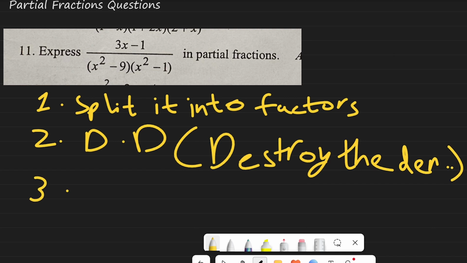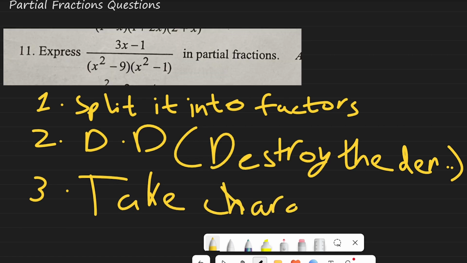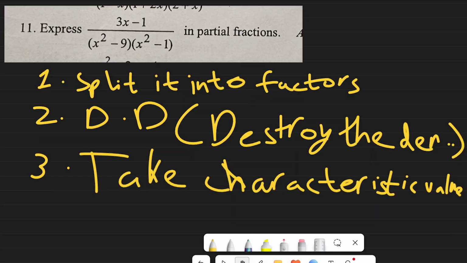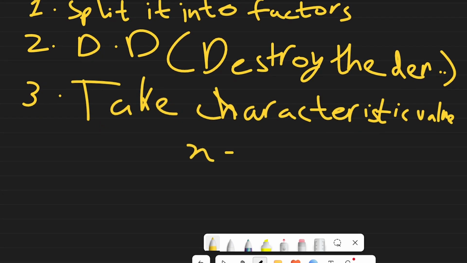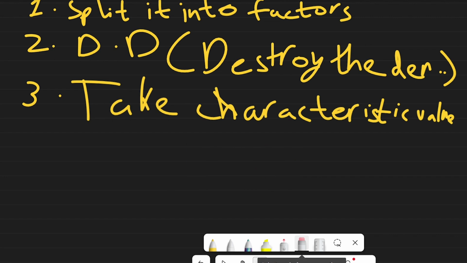And number three is, let me remember, yes: take characteristic value. That is when you put x minus 5 equal to 0, and x is equal to 5. This is the characteristic value. We'll do this in practice, don't you worry.